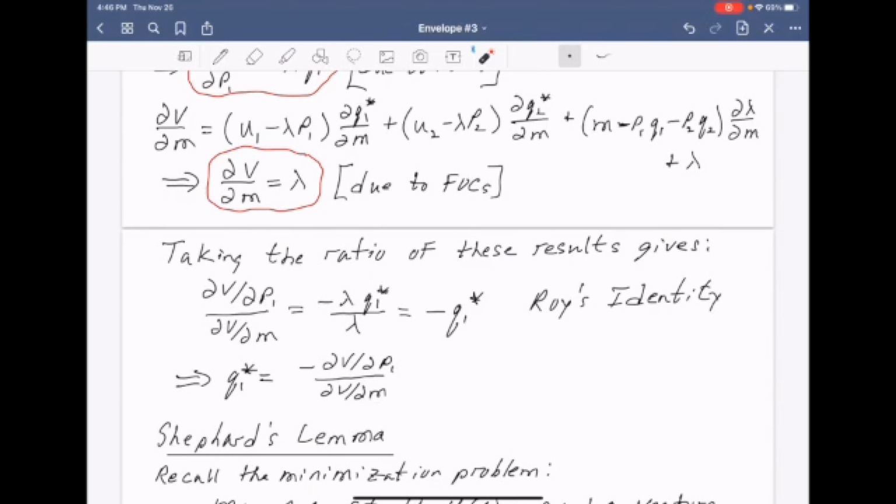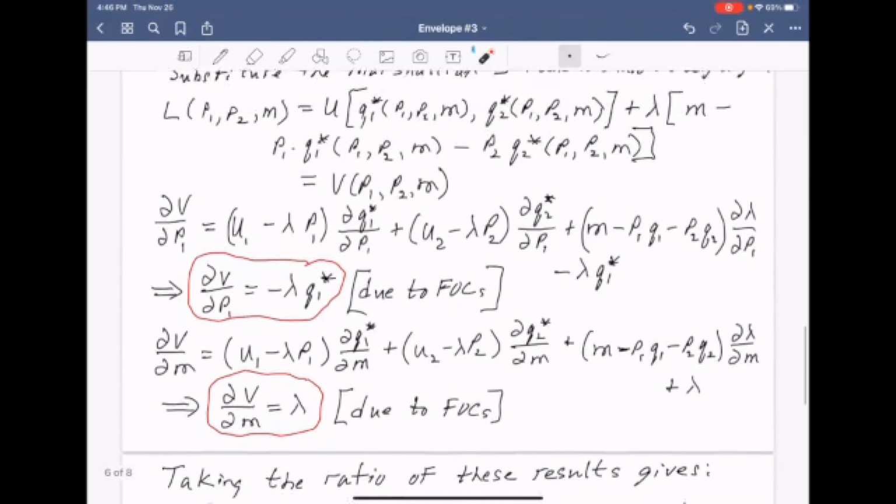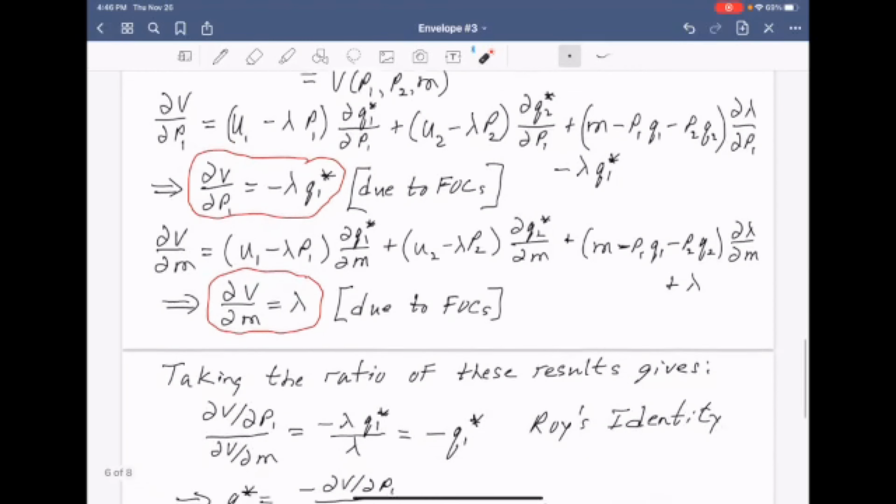Now, it doesn't really matter if we use the Lagrangian to find our maximum value function. In other words, if we plug in up here the Q's, the Marshallian demands, into just the utility function to find the indirect utility function, or whether we put it into the entire Lagrangian like we did here, that doesn't make any difference.